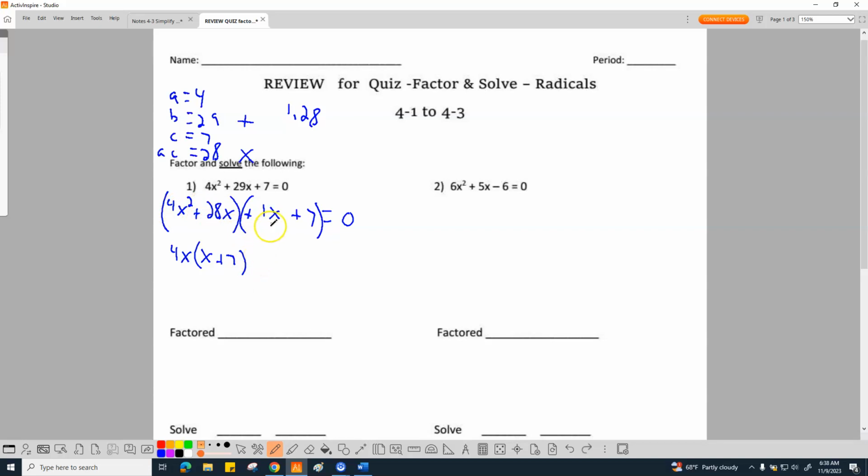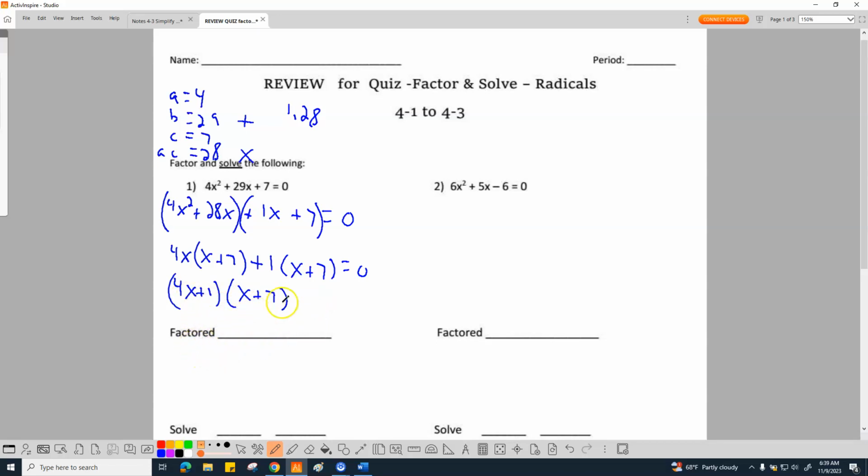So now I'm going to go ahead and look at this. This 1x plus 7, I can't take anything out. So since I can't take anything out, I always add that extra plus 1 right there. There's nothing to take out. And so now my factors are 4x plus 1 and x plus 7. And those are my factors. So that factor should go here.